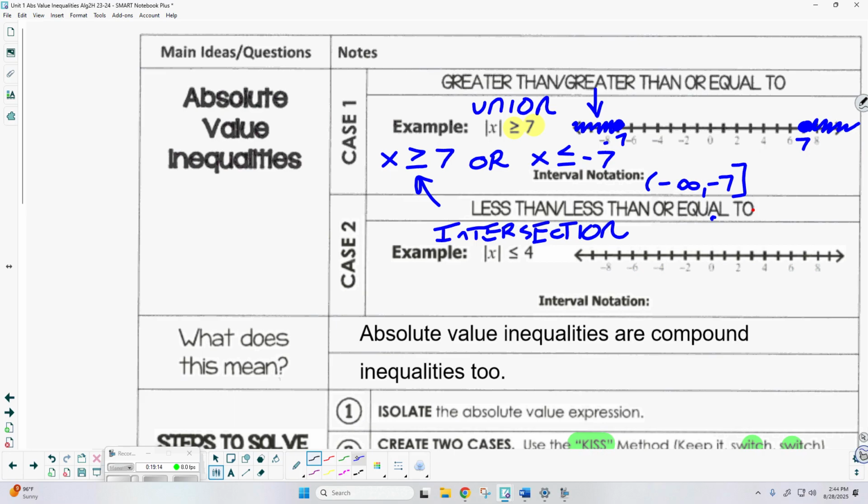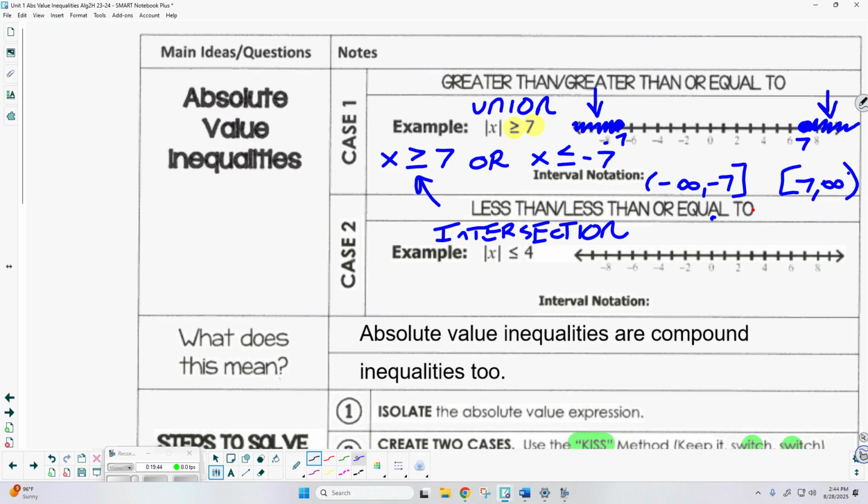Why not use a bracket? The -7 is included, yeah. If it wasn't included, I'd have used the what? Parentheses. Okay. Now, someone give me the interval notation for this one right here. Bracket or parentheses? Bracket, 7, comma, infinity.